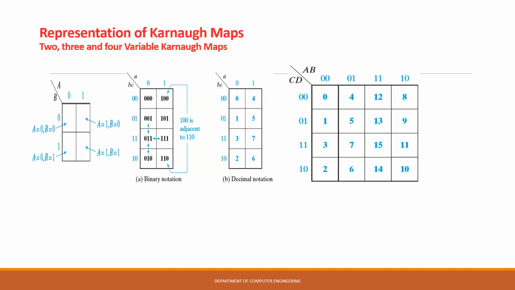These notations are the standard notations and we have to follow the same notations instead of going in a number sequence. These small changes you have to keep in mind like that 0, 1, 3, 2, 4, 5, 7, 6. In the last column 8, 9, 11, 10. And in third column 12, 13, 15, 14. This is the representation for 2 variable, 3 variable and 4 variable K-maps.